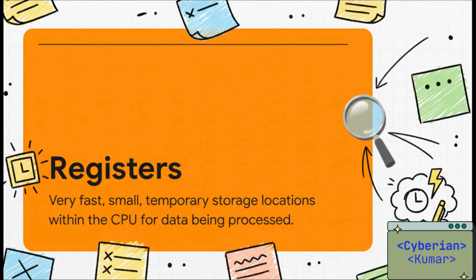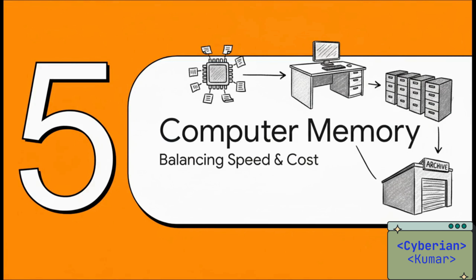They hold the one specific piece of data the ALU is working with at that exact nanosecond. Access to them is instantaneous, which is absolutely critical for that high-speed processing. So, you've heard me mention the CPU's sticky notes and the main workspace. This brings us to a really important idea, the memory hierarchy.